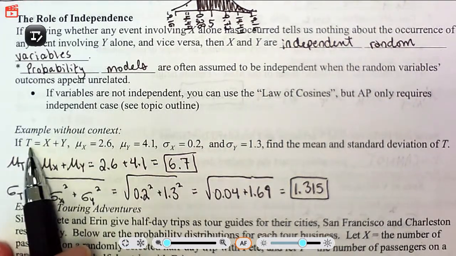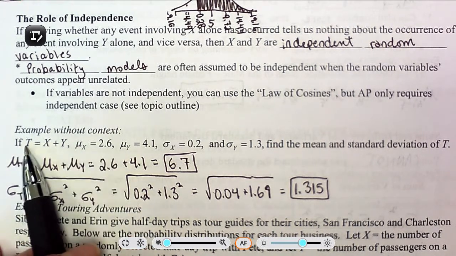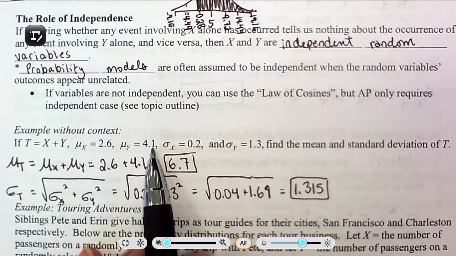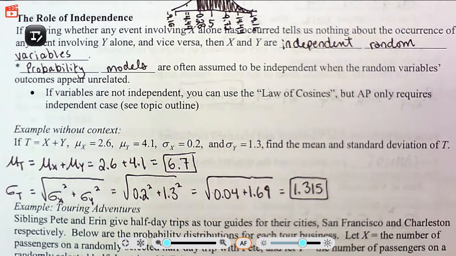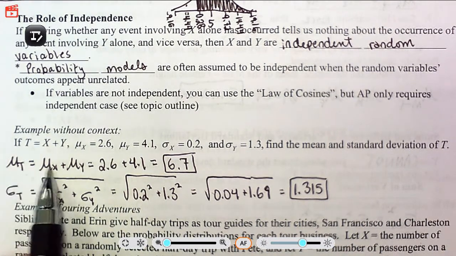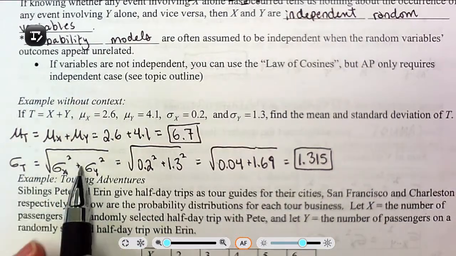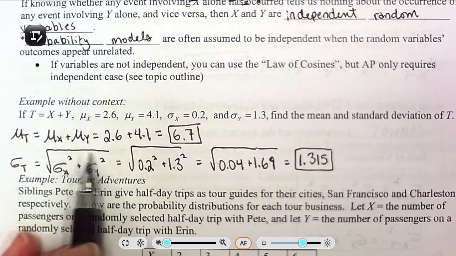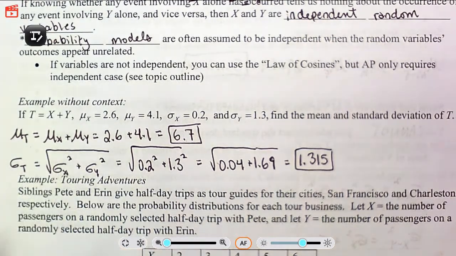Okay, so if T equals X plus Y, this has no context, okay? If T equals X plus Y, you can think of T like total. Then mu X and mu Y are these values, and sigma X and sigma Y are these values. Find the mean and standard deviation of T. Remember that T is the sum. So mu T equals mu X plus mu Y, adding the means. Sigma T, with always a plus sign, is sigma X squared plus sigma Y squared, adding the variances, and then square rooting. So 0.2 squared plus 1.3 squared, and we get 1.315.